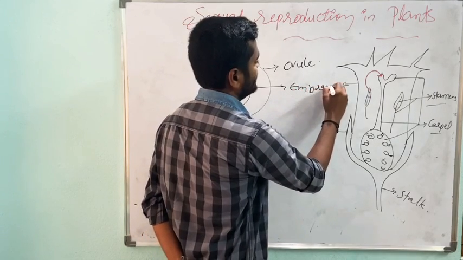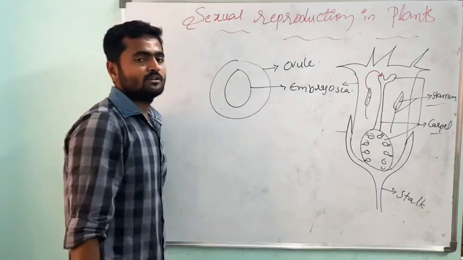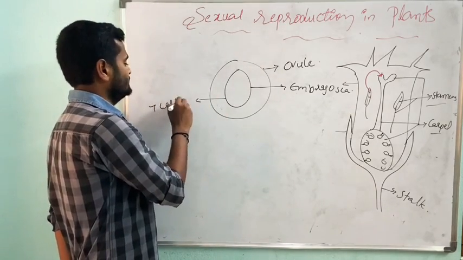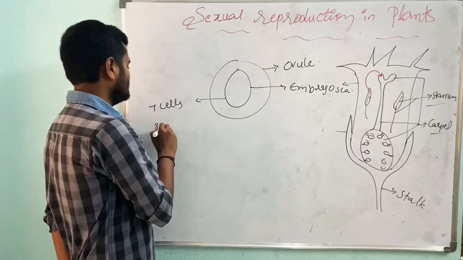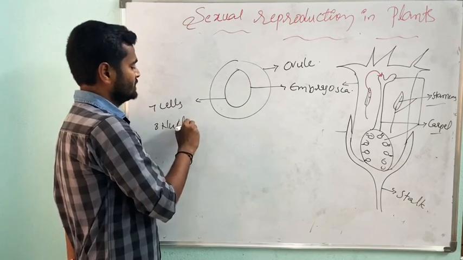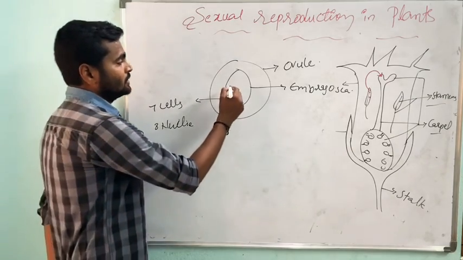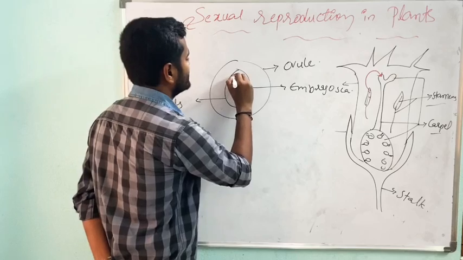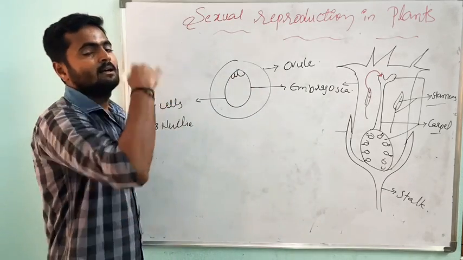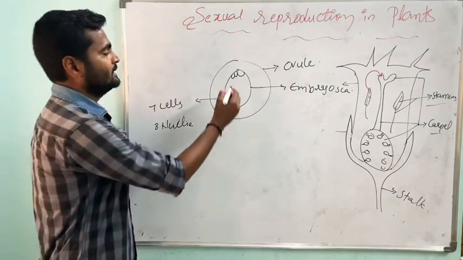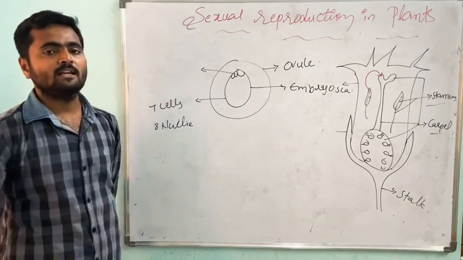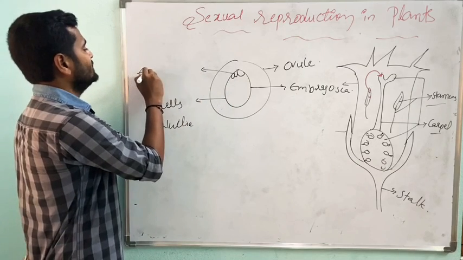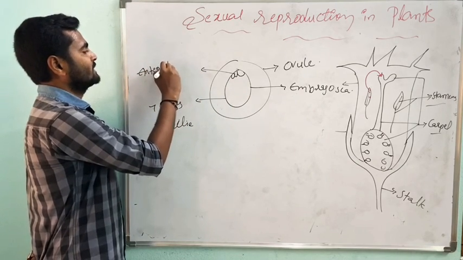That is called the embryo sac. Each embryo sac contains what, Nana? 7 cells and 8 nuclei. In these 7 cells, 3 cells will be towards the upper side of the embryo sac, and these 3 help in supplying nutrients to the egg cell. So they are called antipodals.